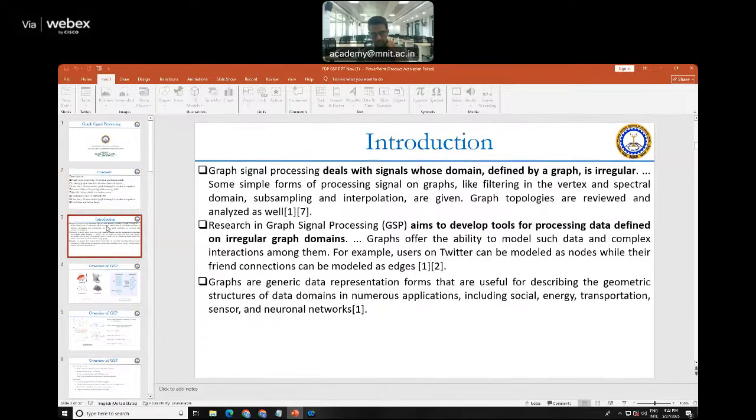So now going into the topic. First we try to understand what this is. Graph signal processing basically deals with signals whose domain is defined by, remember, two words here: a graph, and signal processing.